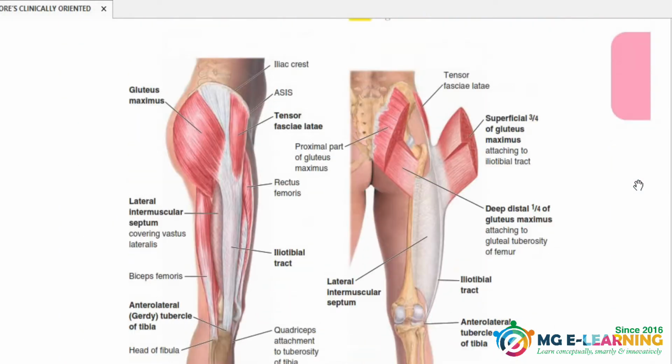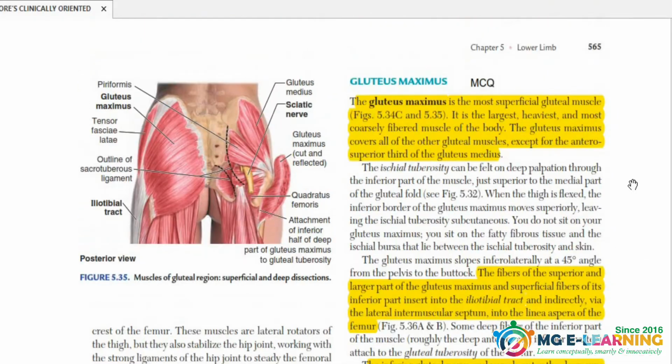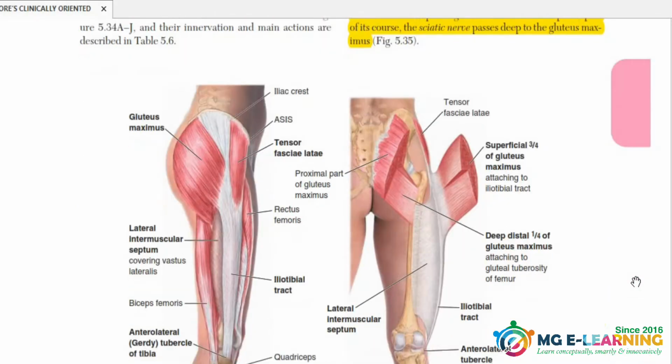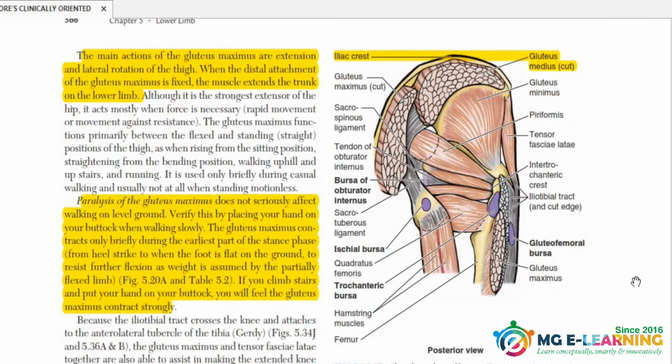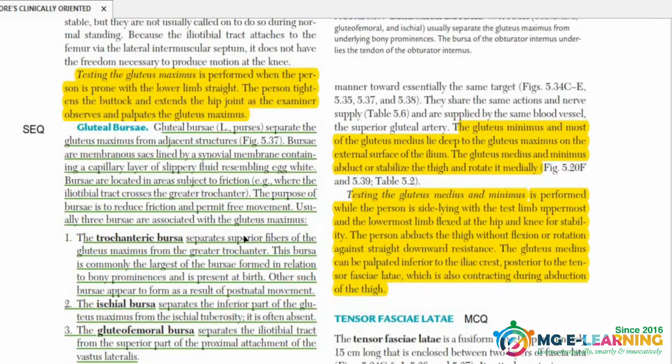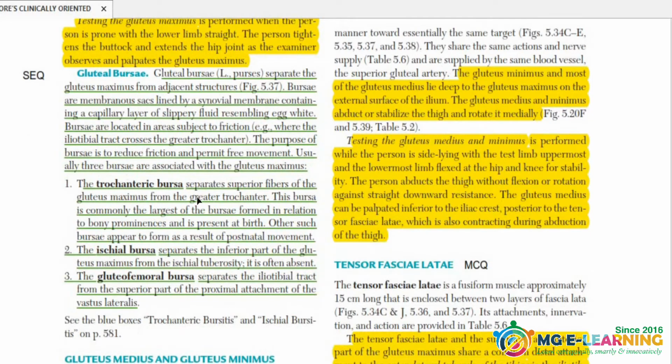Now here are the details of all the muscles. You have to read it from the MCQ point of view. Some important points are highlighted with yellow. This one. And next SCQ is the gluteal bursa. It is also important. You have to know all the bursa names and their locations.